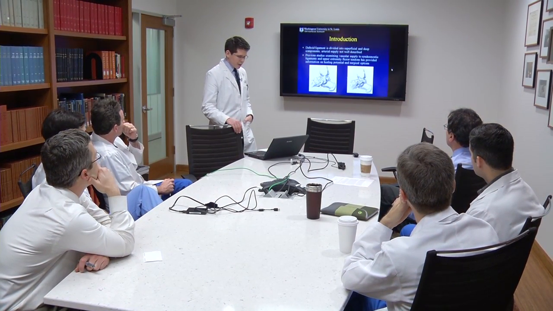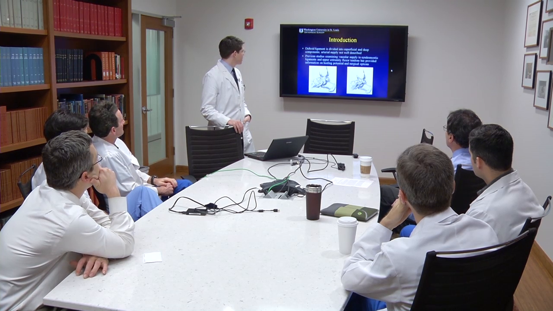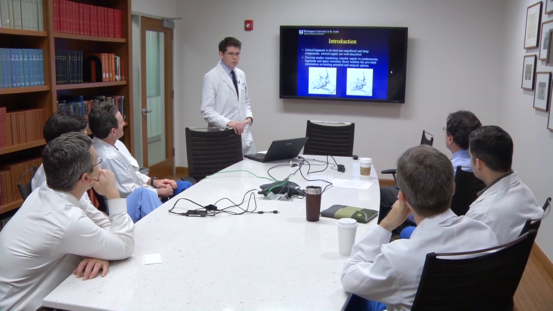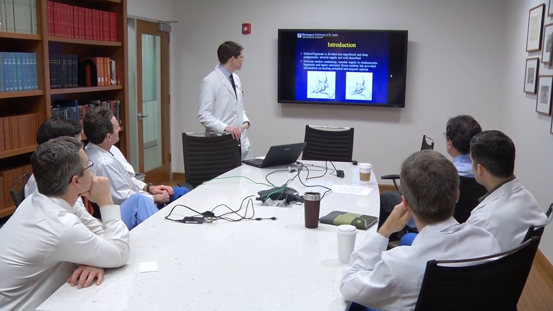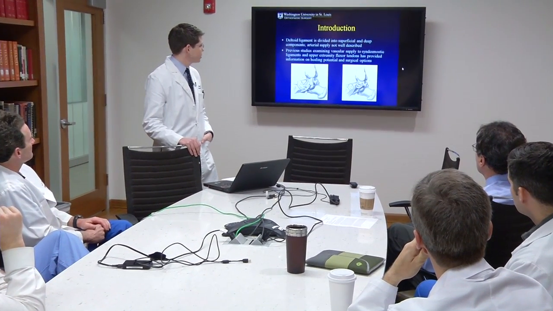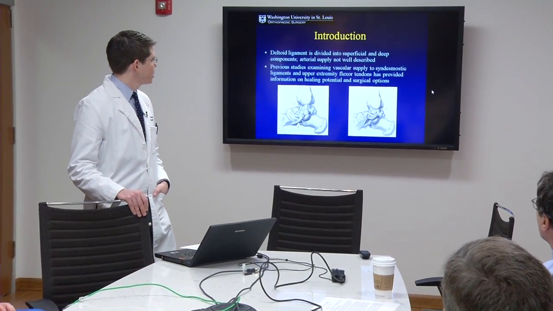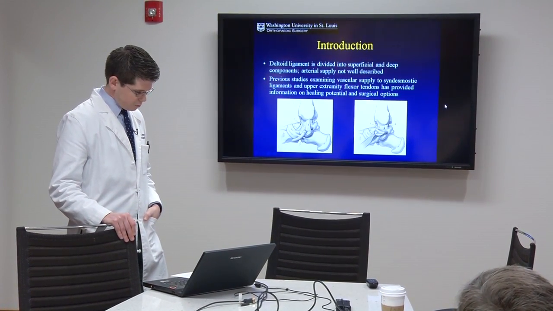A little bit of anatomic background. So the deltoid ligament has been described anatomically a number of times, but it's generally divided into two components, the superficial and deep ligaments. The superficial component helps to resist external rotation of the talus compared to the tibia, and the deep component is thought to resist lateral translation of the talus in relation to the tibia. Both components resist valgus force through the ankle.